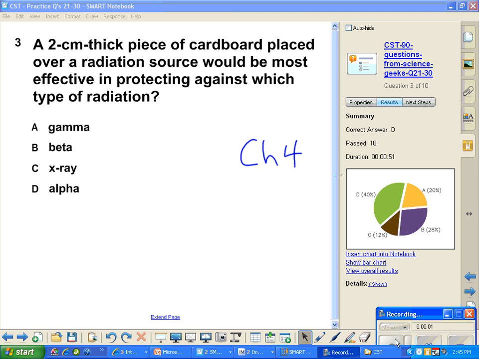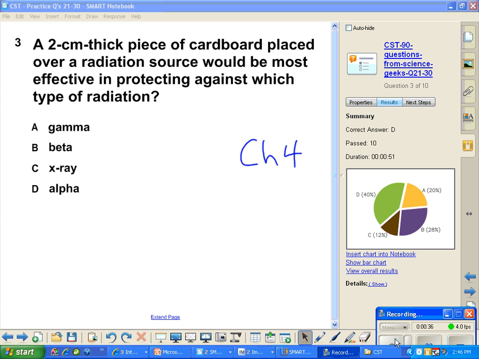All right, recording started. And we're reviewing questions 21 to 30 from the CST release questions. And we'll start with number 3. That was one that a lot of people missed. If you please look in your textbook on page 106, you're going to see a very nice little graphic there that will help you in understanding this and other questions that are in this particular quiz.